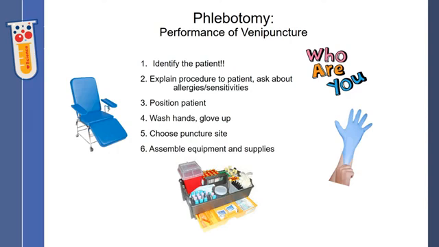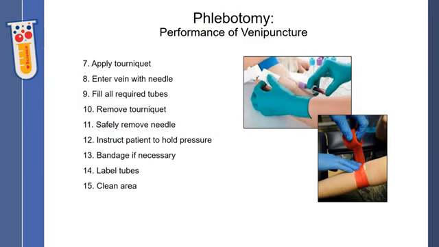Again, position your patient properly. Wash your hands and make sure you put gloves on. Protect yourself and protect your patients. Choose your puncture site and then get your equipment and supplies ready. Once you are ready, you can apply the tourniquet and perform the venipuncture.